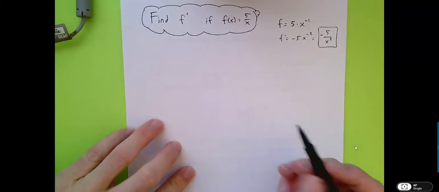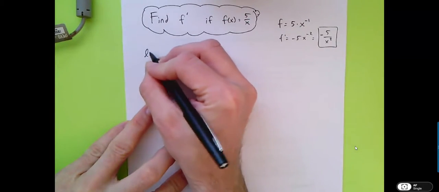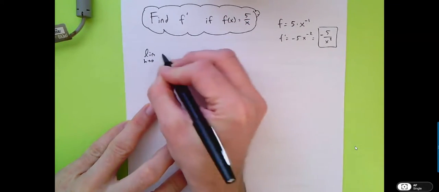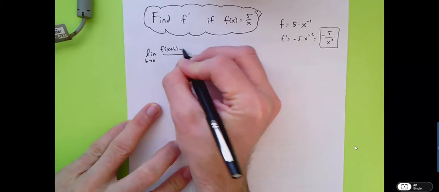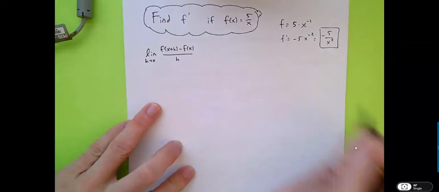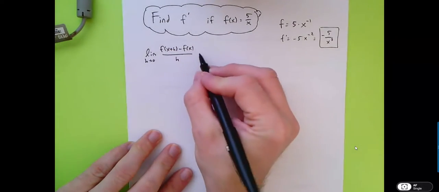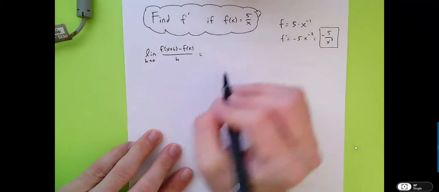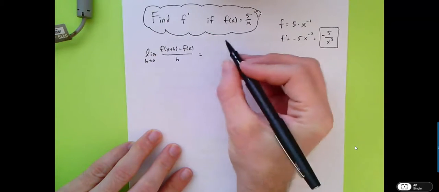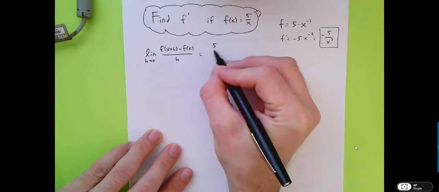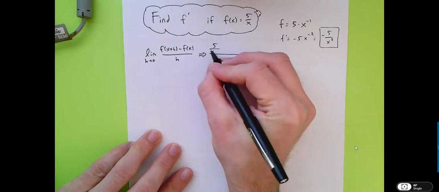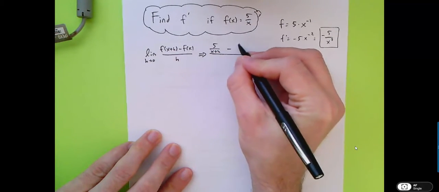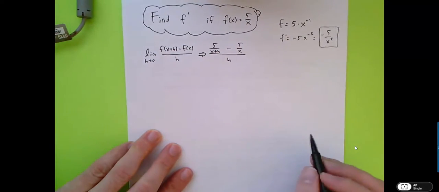So now let's do it using the limit definition. So I've got limit h approaches 0. I'm just going to write the general definition first. So f of x plus h minus f of x over h. So now substituting what my function is equal to, I've got... What was my function equal to? Oh, okay, so 5 over x plus h minus 5 over x over h.